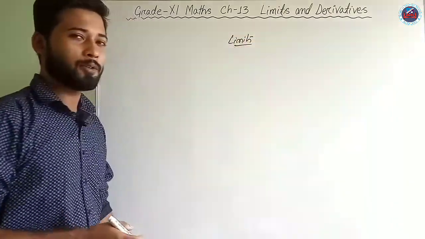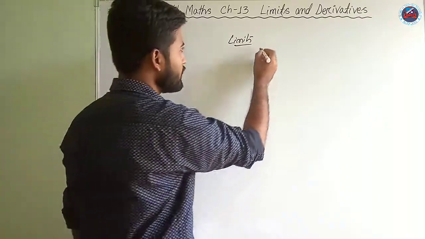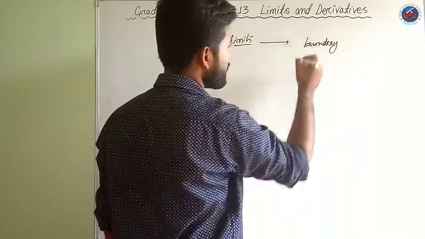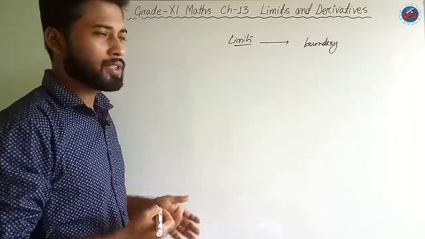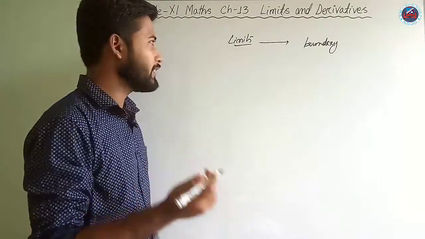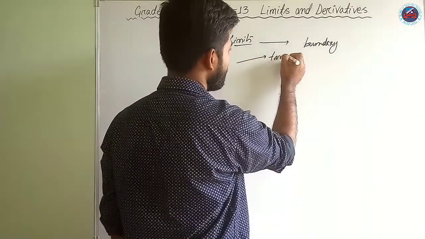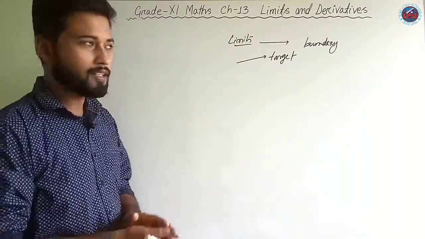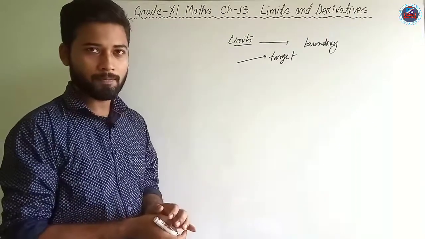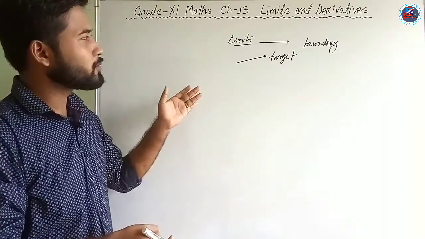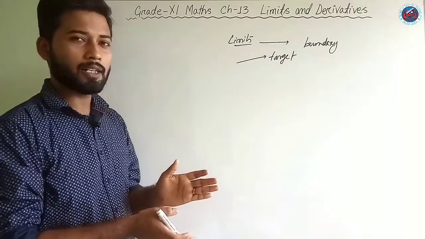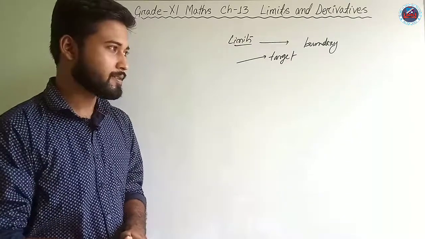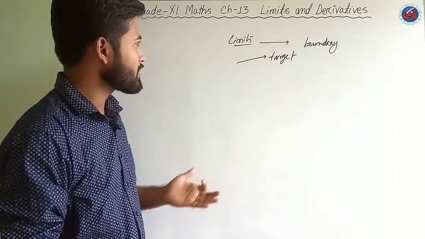So from the word limit, what do you understand? Actually, when we say limit, we understand a boundary, isn't it? By the word limit, we understand a boundary or a restriction or a target, you can say. That means since we are dealing with all the real numbers, our real number will go to some point. Using those limits we shall define our function, or we shall see the behavior of our function depending on the limits. So before going to the limits, let us see an example.